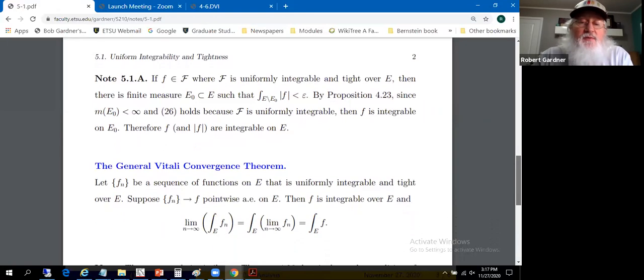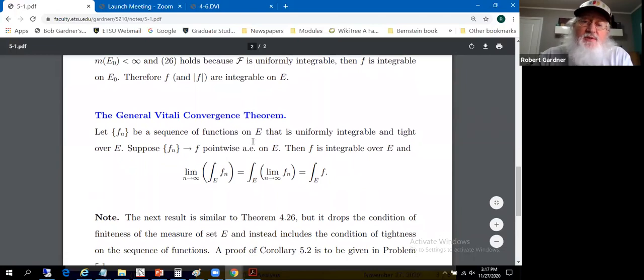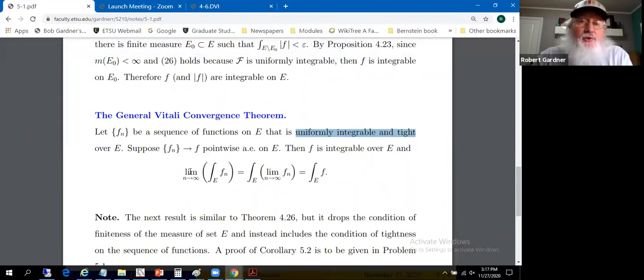The general Vitali convergence theorem says, let f sub n be a sequence of functions on E that is uniformly integrable and tight. No hypothesis of finite measure of set E like there was in the regular Vitali convergence theorem. Suppose f sub n approaches f pointwise almost everywhere. So for a convergence theorem, we need a sequence of functions and almost everywhere pointwise convergence. The claim is then f itself is integrable over E, and the limit of the integrals is the integral of the limit. So our last convergence theorem, with typical convergence theorem conclusions.